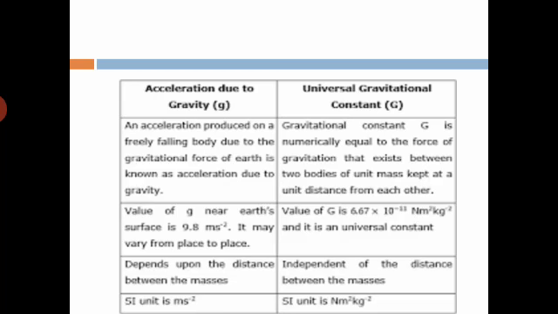SI unit of acceleration due to gravity is meter per second square, while SI unit of universal gravitational constant is Newton meter square per kg square.